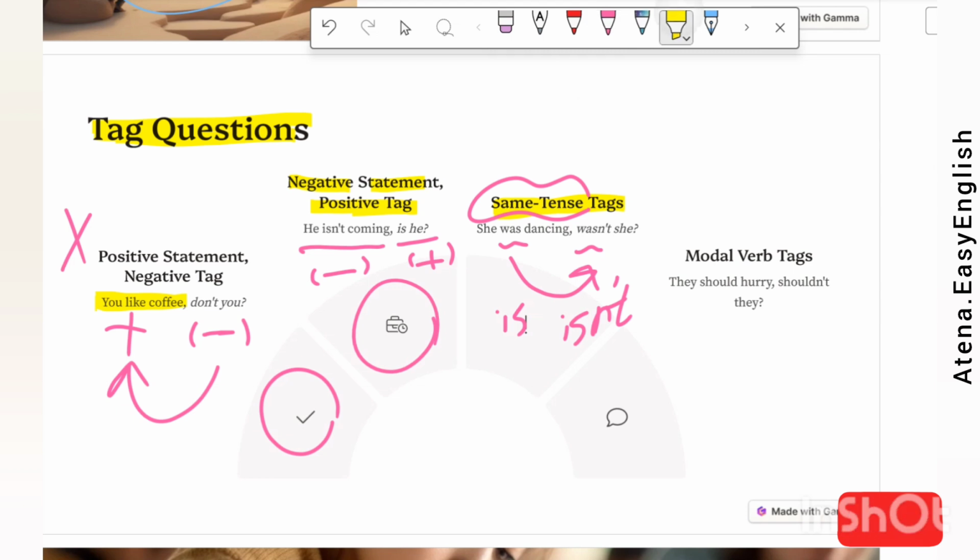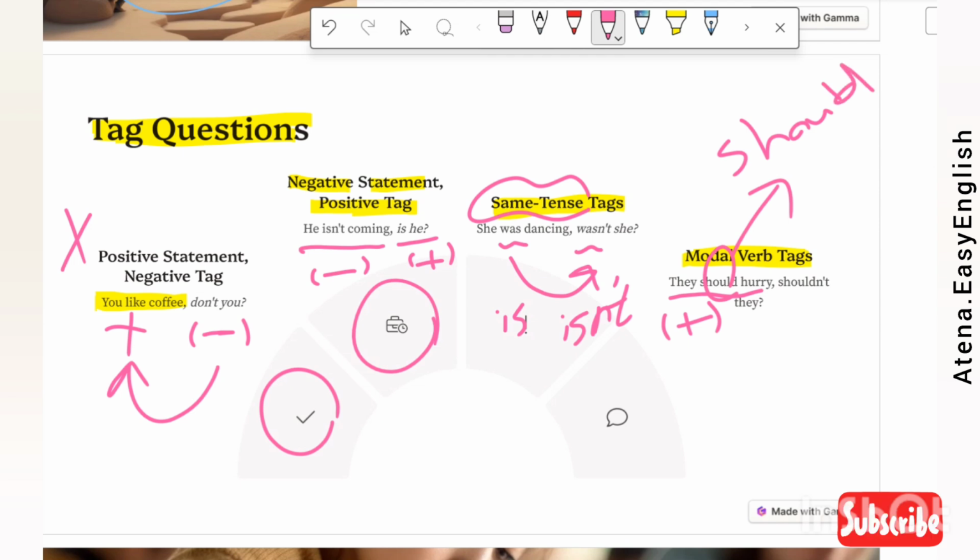And the last is about the modal verb tags. How we ask when it comes to modals. They should hurry, shouldn't they? So, the first sentence is positive, yes? And the modal here is should. What's the negative of should? Shouldn't. So, the tag should be negative and we should use shouldn't. They should hurry, shouldn't they? That's really important.